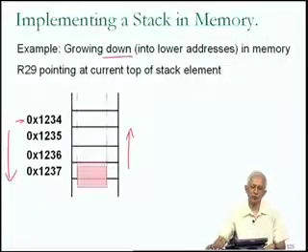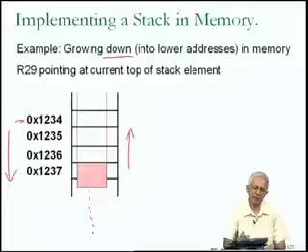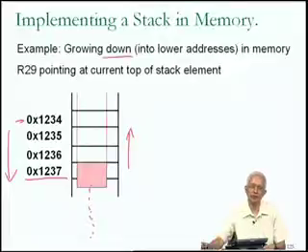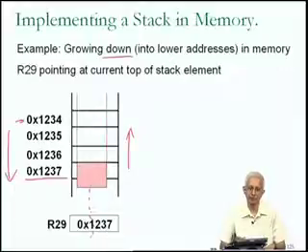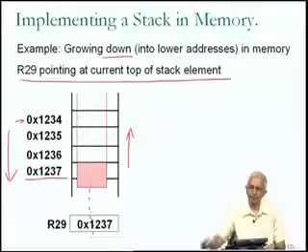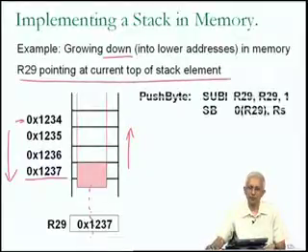All right, so let's assume that right now the stack looks like this. What does this mean? This means that there could be stack elements in higher and higher memory addresses, but the topmost element in the stack is at memory location 1237. Therefore, the stack pointer, which is in R29, currently contains the address hex 1237, because R29 points at the current top of stack element. How now do I implement push?